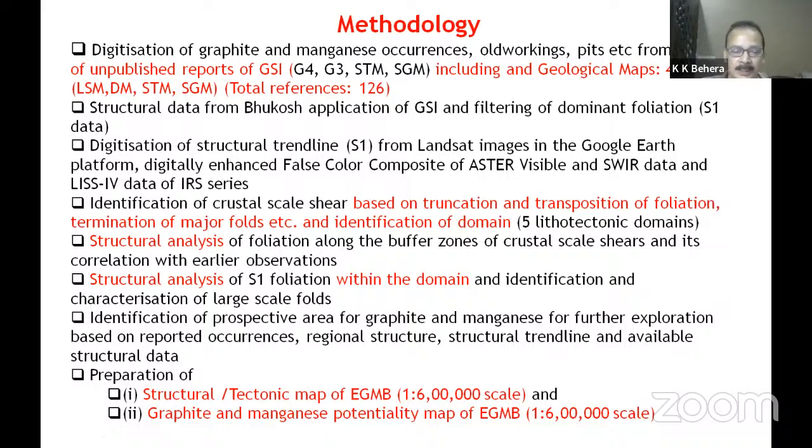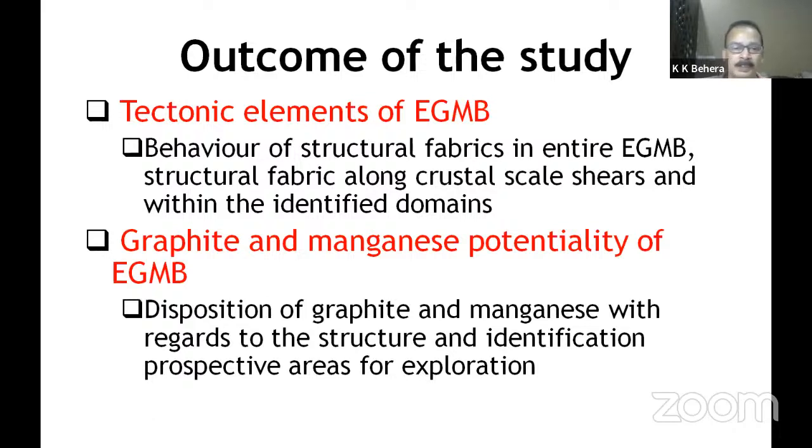That is in A0 size. We have composed it in A0 size, and the graphite and manganese potentiality map of Eastern Ghats mobile belt in 1:6 lakh scale. This is the outcome of our study.